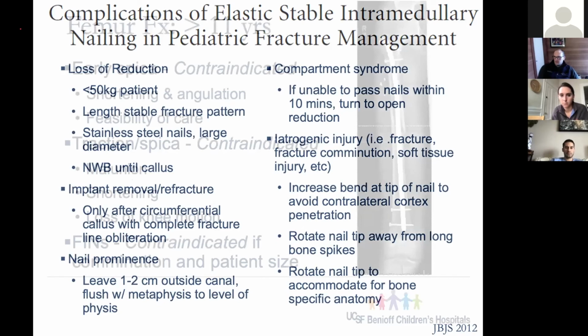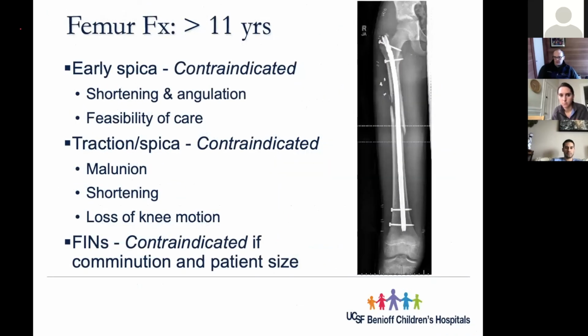I think we're hitting the 11 o'clock. So let me get to the last couple of slides here.